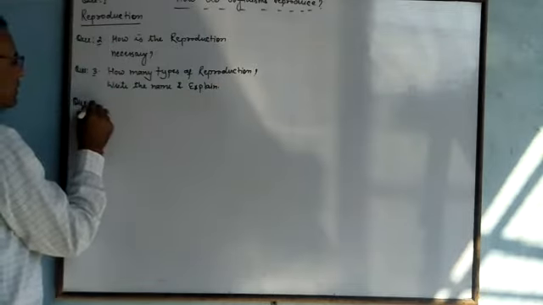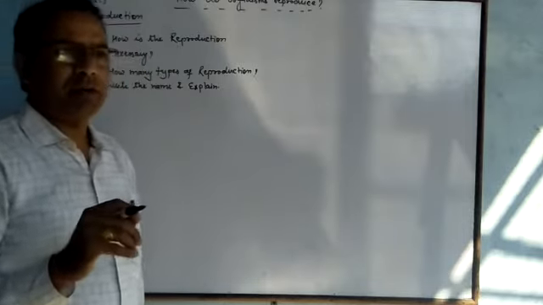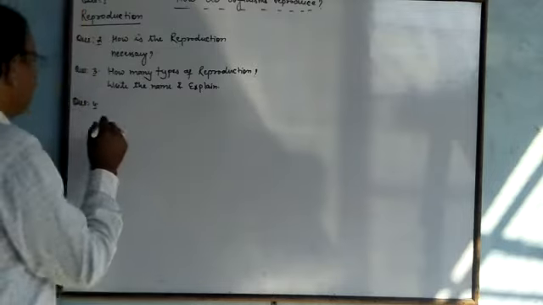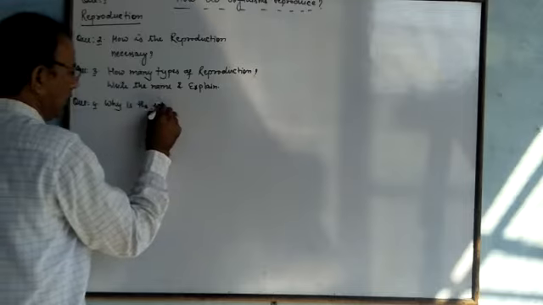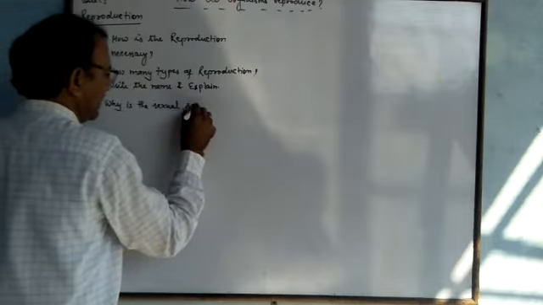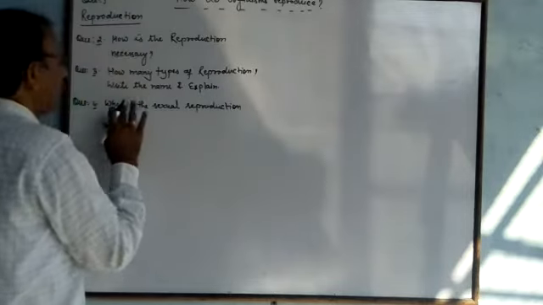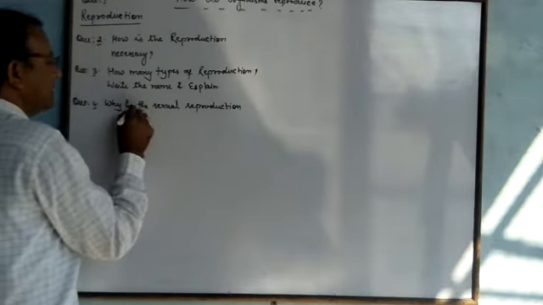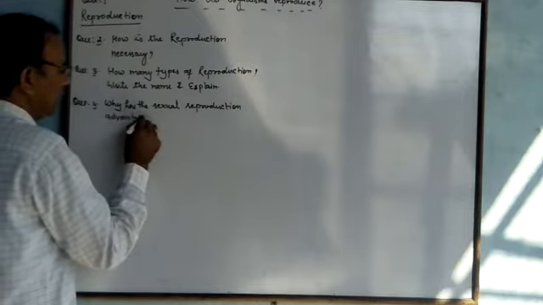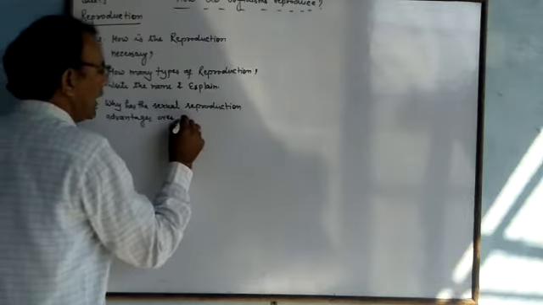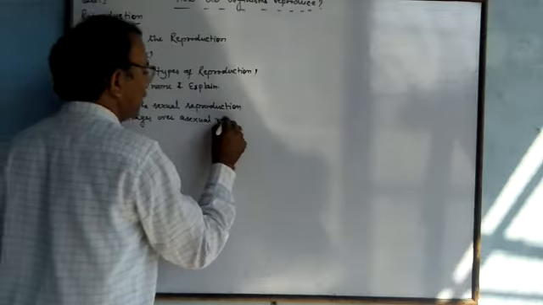And the next question is why is sexual reproduction beneficial over asexual? Why does sexual reproduction have advantages over asexual reproduction?